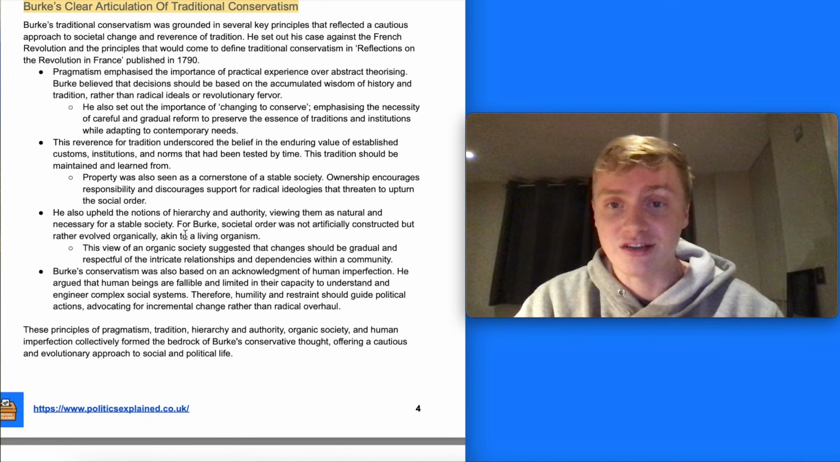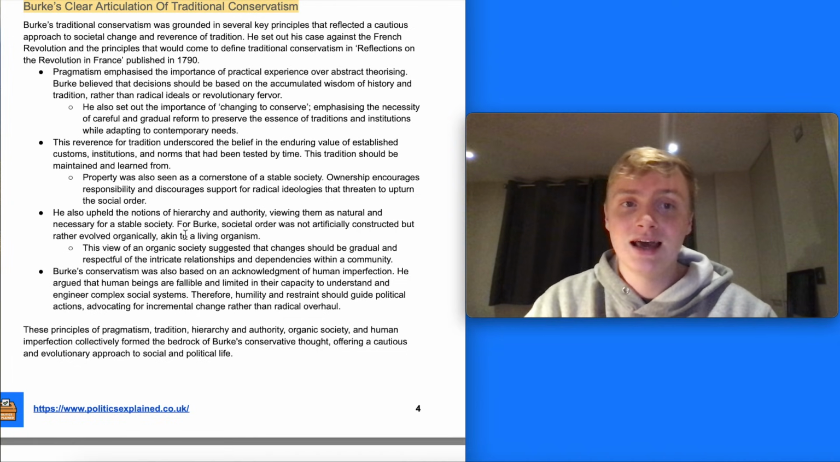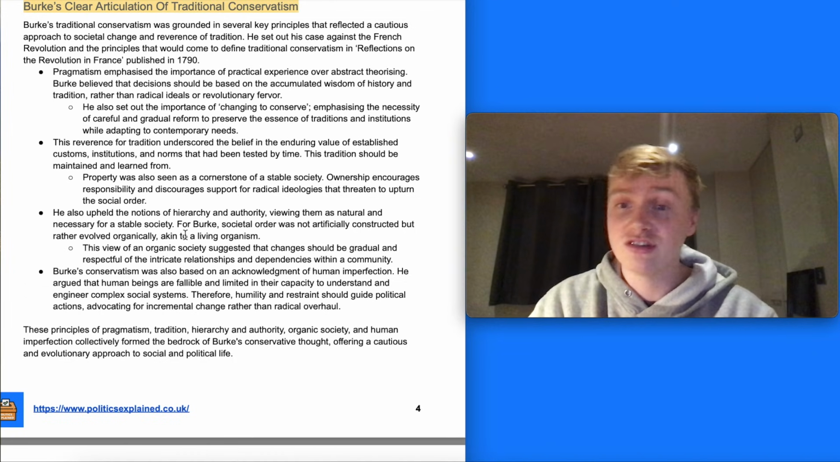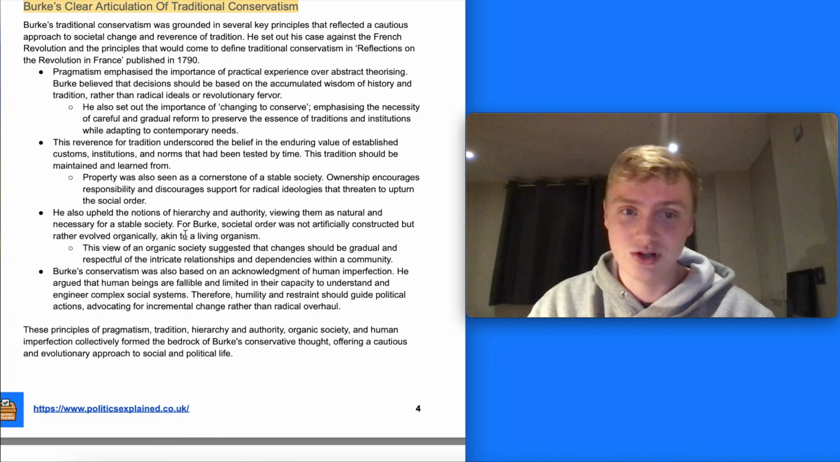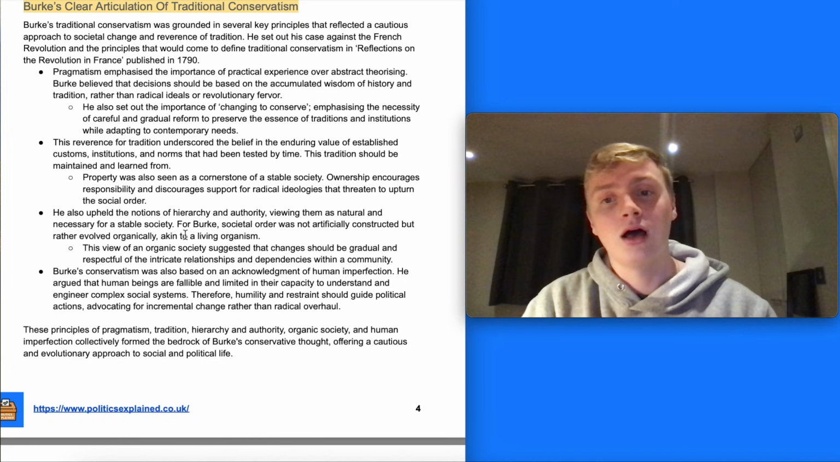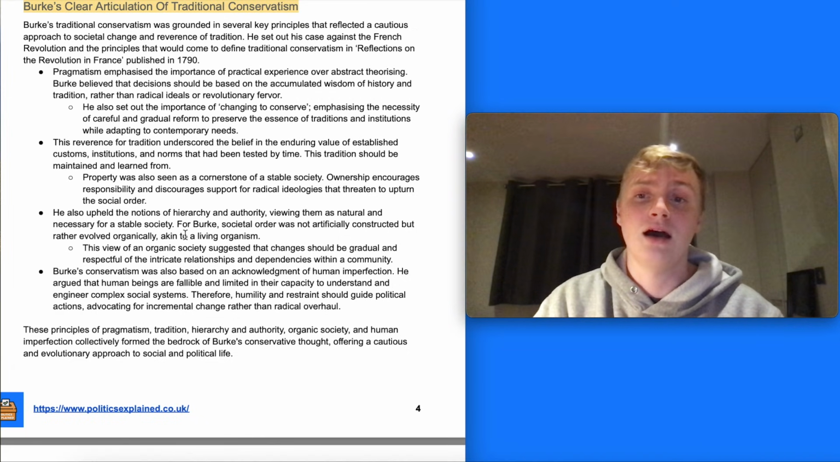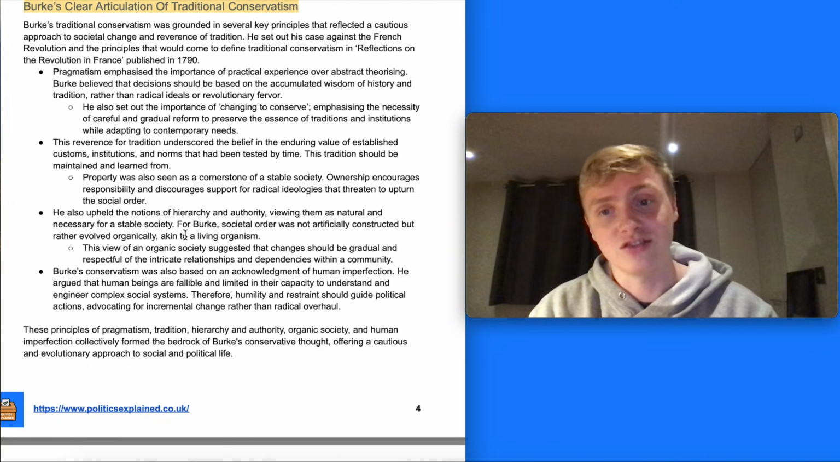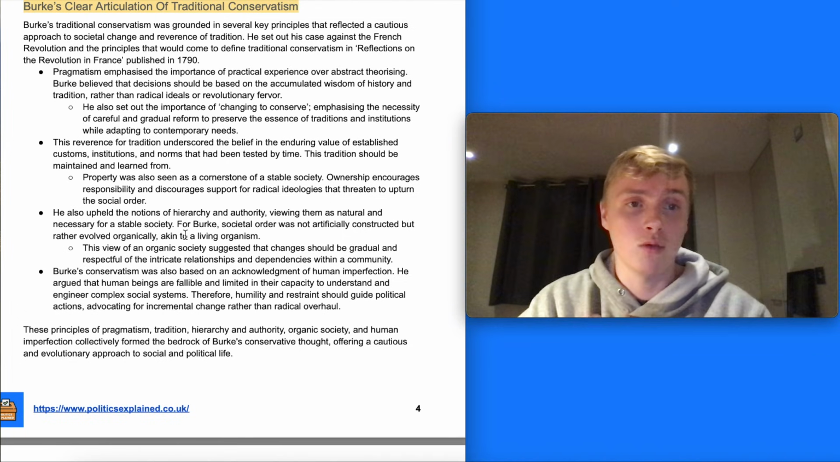Conservatives aren't reactionaries. They don't think you shouldn't change at all. They believe in tradition, but they also recognise that you need in society careful and gradual reform to preserve the essence of traditions and institutions. Because if you simply don't change at all, then there's going to be a revolution, similar to the French Revolution. So this change to conserve recognises that in order to conserve tradition within society, which is a key principle of conservatism, you sometimes need to change a bit in order to conserve that, and that reflects their real pragmatism.